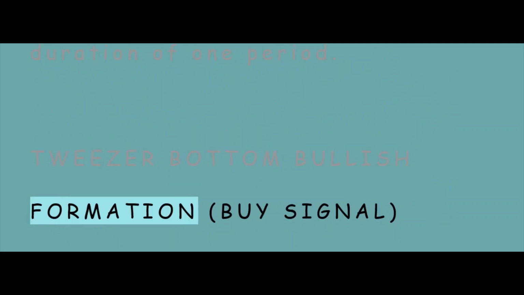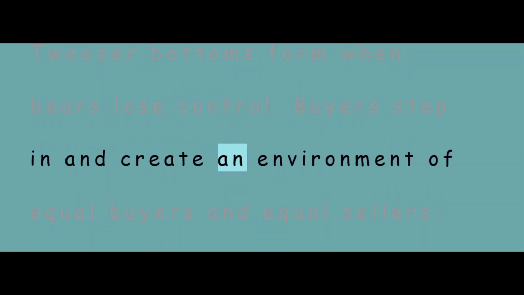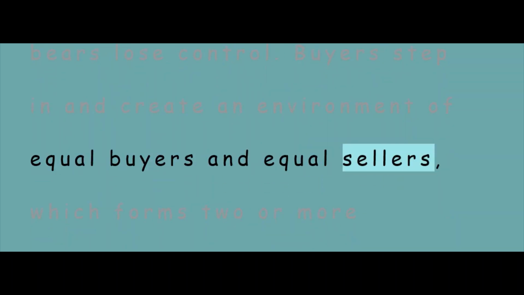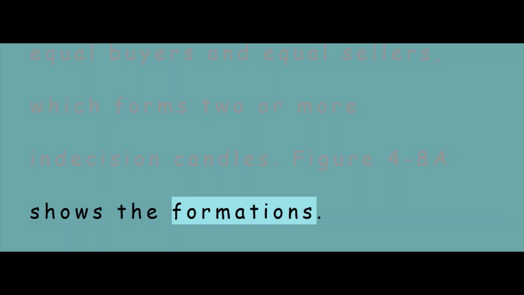Tweezer bottom bullish formation, buy signal. Tweezer bottoms form when bears lose control. Buyers step in and create an environment of equal buyers and equal sellers, which forms 2 or more indecision candles. Figure 48a shows the formations.